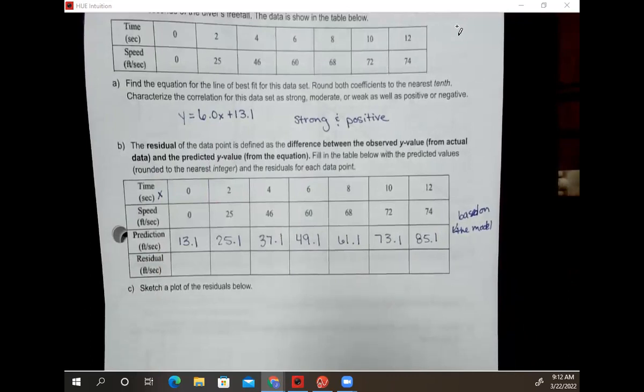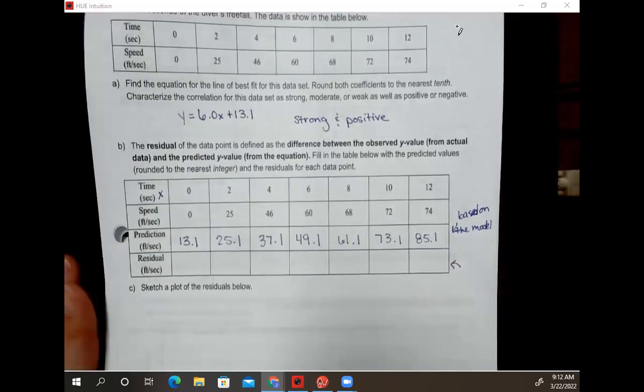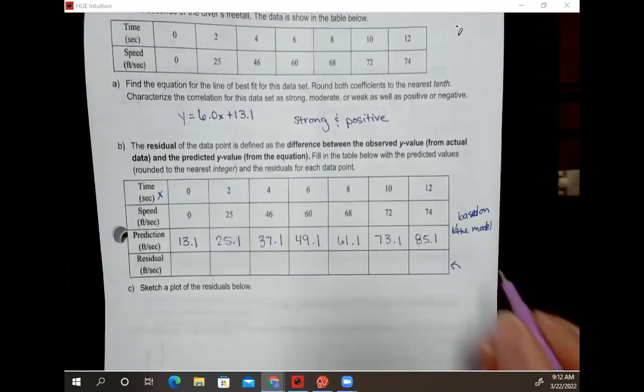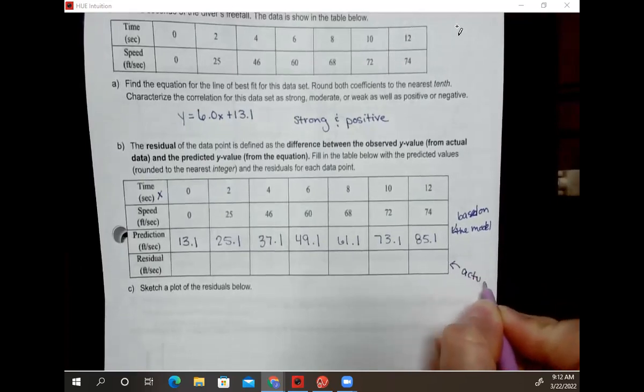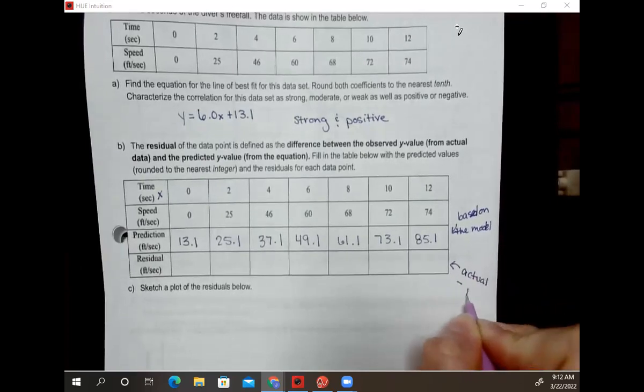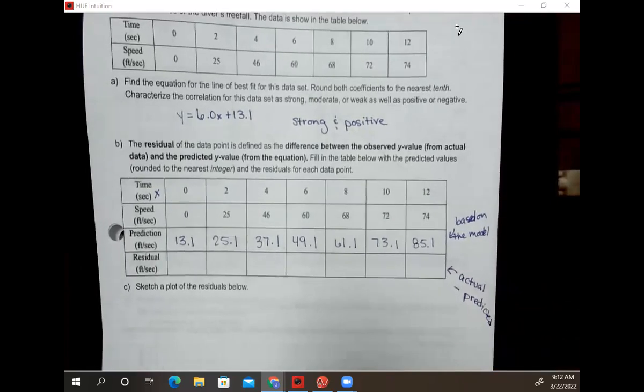Now our new idea for today, because plugging values into a linear equation is not a new idea, is this idea of a residual. So the idea behind a residual is it's the difference between my actual value, my recorded data, versus the prediction I get from my model. Okay, so the next thing we're gonna do is fill in the residual line for our table here. So this is our actual table value minus the predicted from our model. Actual minus predicted, okay?